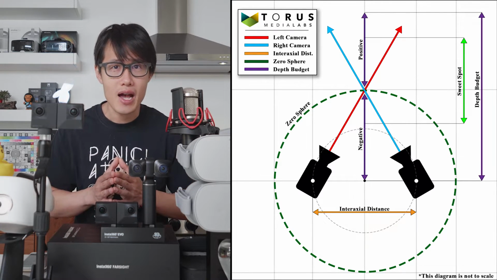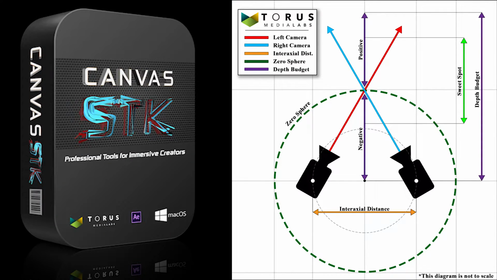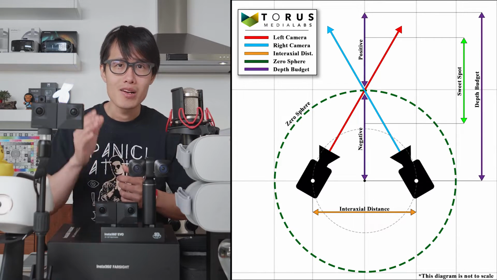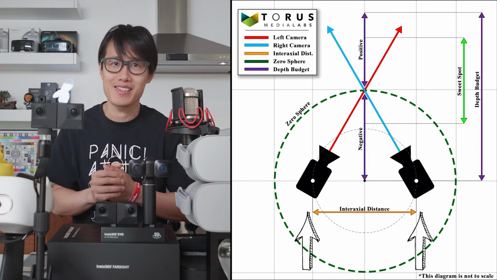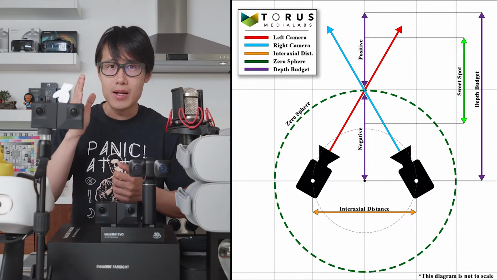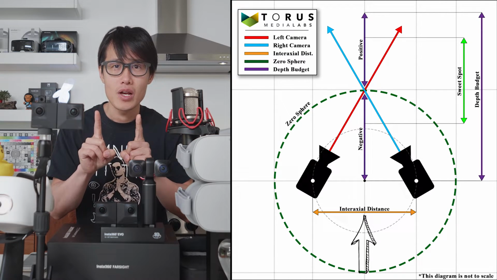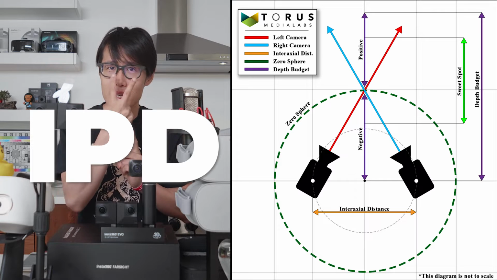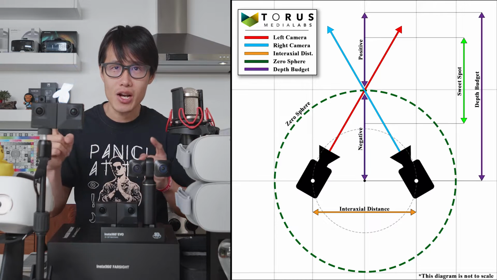Take a look at this diagram from Taurus Media Lab. The company made Canvas SDK, a professional software for 3D 360 and 3D 180 motion graphics in Adobe After Effects. So starting from the center pivot point, we have our cameras or lenses in a one-body camera system. The distance between them is called interaxial distance, commonly also known as IPD. Notice our cameras are converged on each other.